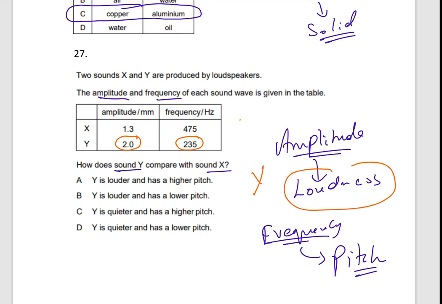Okay, Y is louder, so you have two options. Frequency, which is related to the pitch, is lower than X. So it has a lower pitch, which means B is the correct answer.